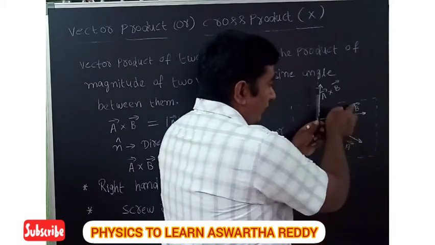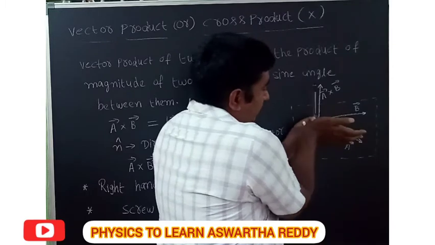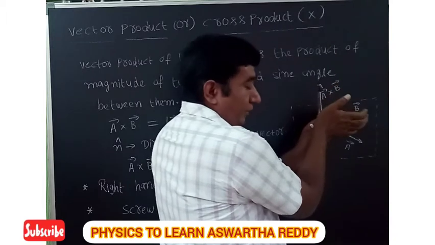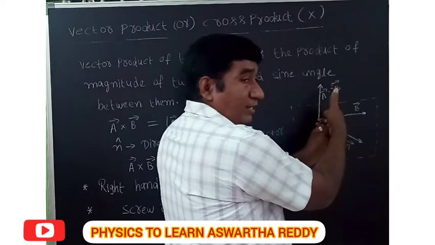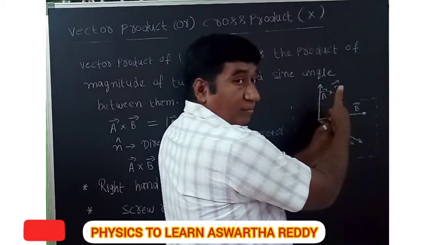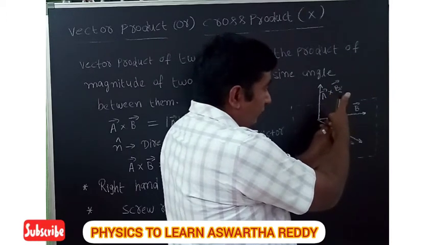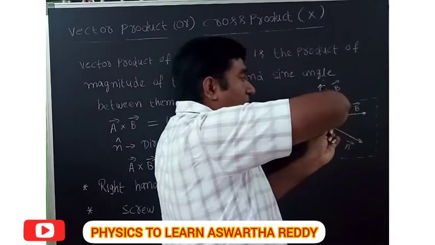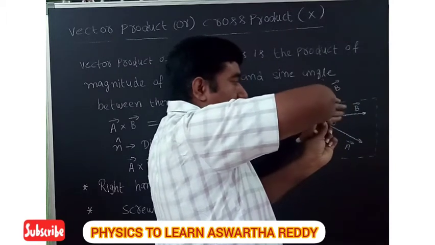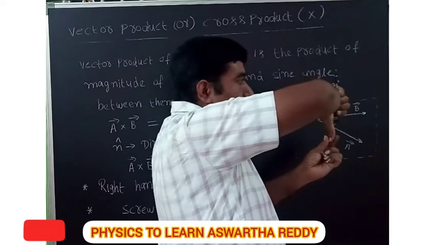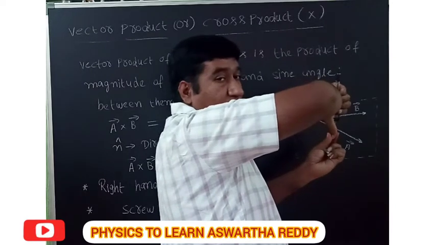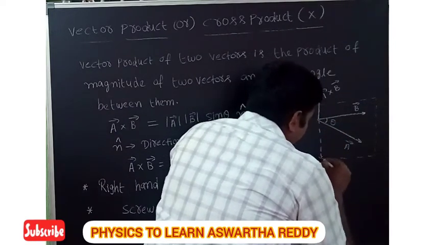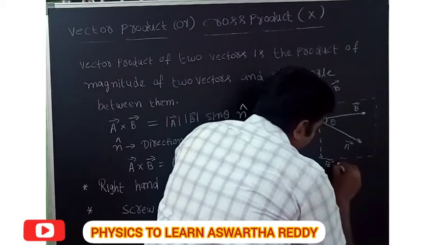If this is the A vector and this is the B vector, then A is moving from A to B. You can see this A vector cross B vector acts in the upward direction, because it is a vector quantity which has both magnitude and direction. If you assume that B is moving towards A, then the direction of the resultant vector shows in the downward direction. So this is nothing but B vector cross A vector.